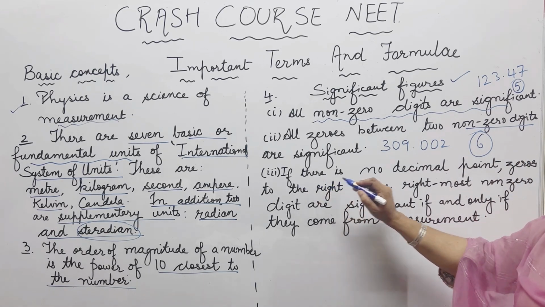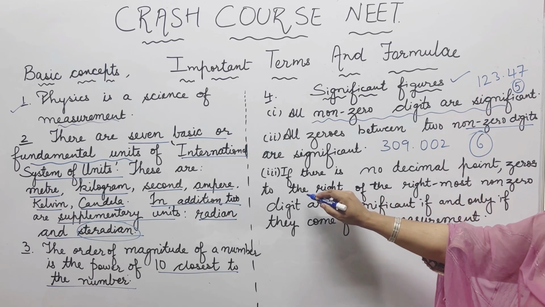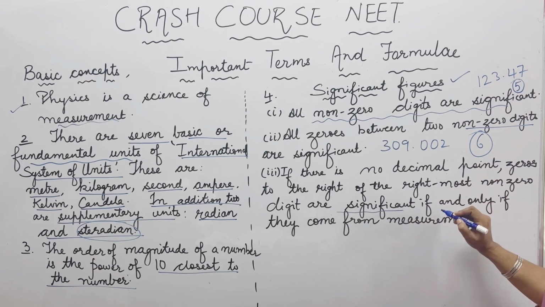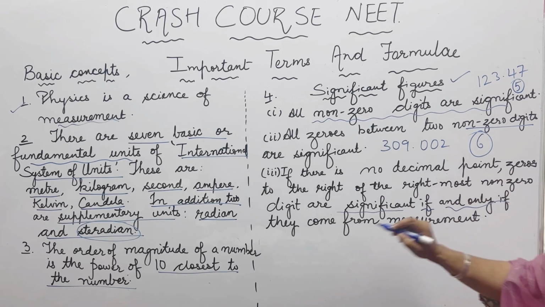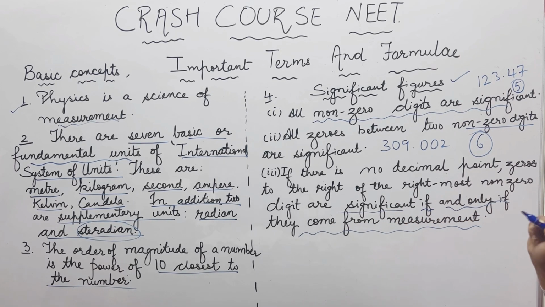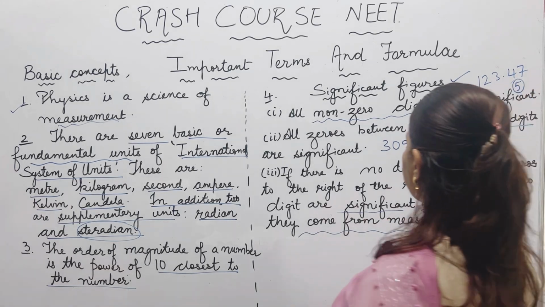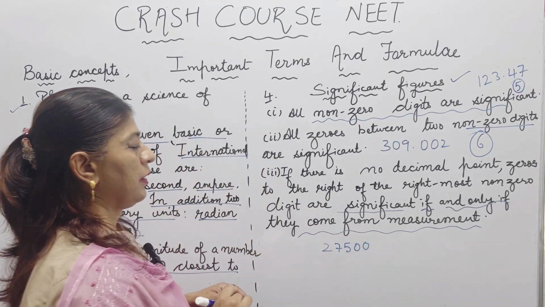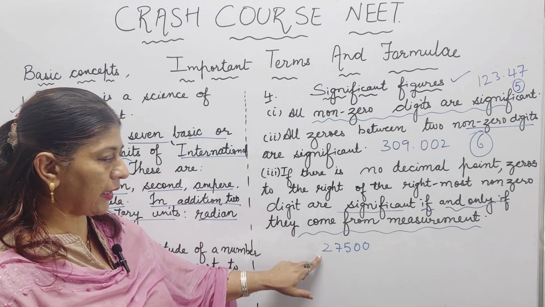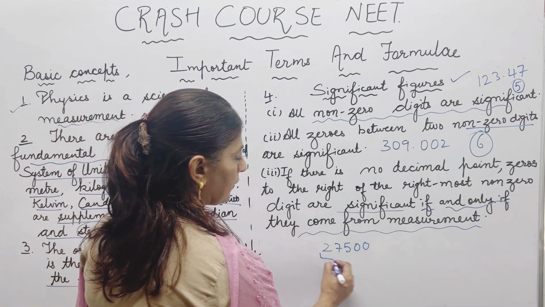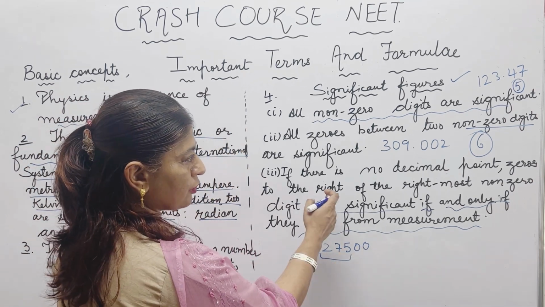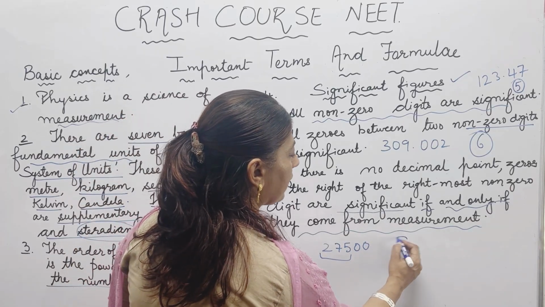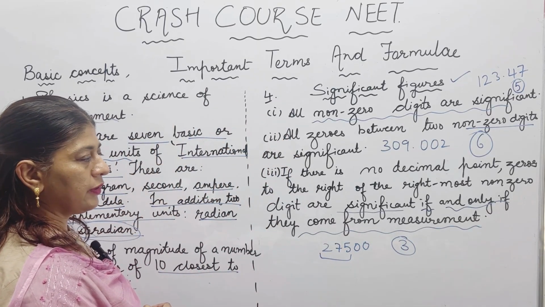The third rule: if there is no decimal point, zeros to the right of the rightmost non-zero digit are significant if and only if they come from measurement. I'll give an example. Suppose a number is 27500, then how many significant figures does it contain? Only 3. According to this rule, the zeros lying at the rightmost won't be considered. The 3 is the number of significant figures.